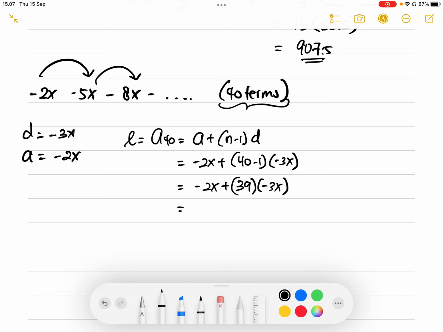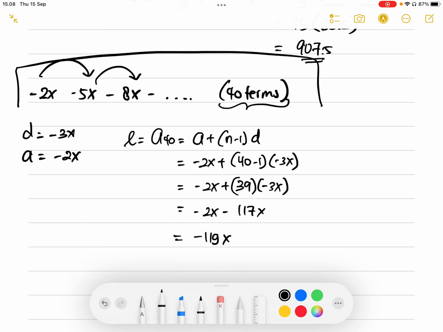So in the end, what do we get is 39 times 3 is 117. So negative 2x minus 117x, which gives us negative 119x. We are looking for the sum of all 40 terms. We are looking for the S40.